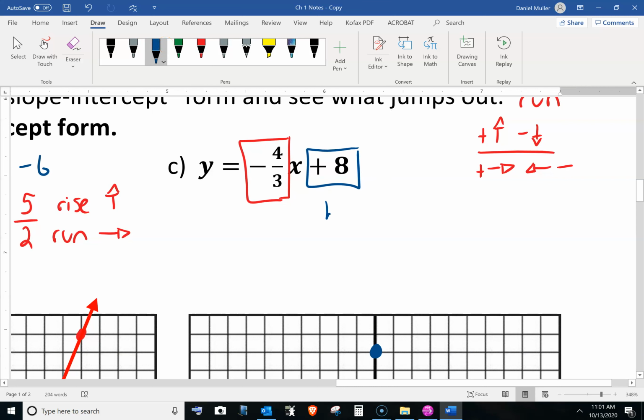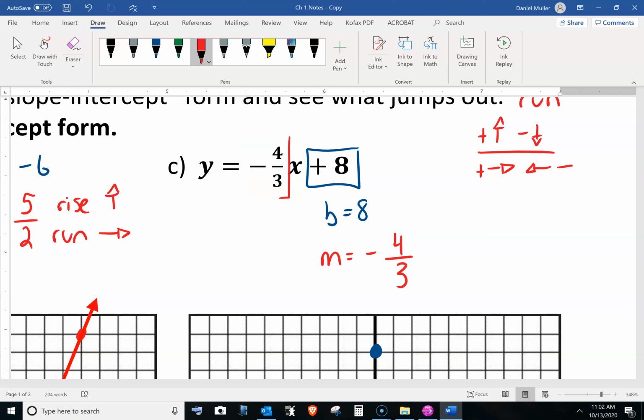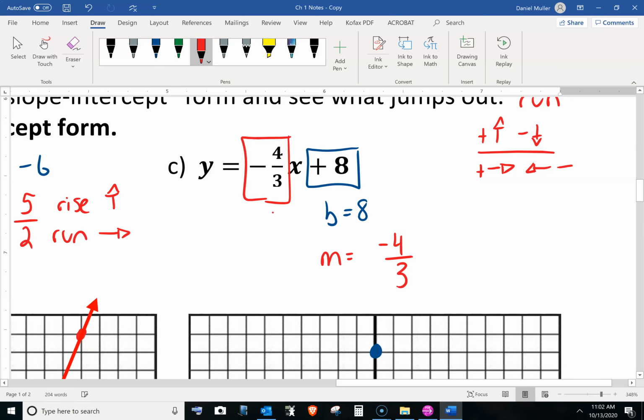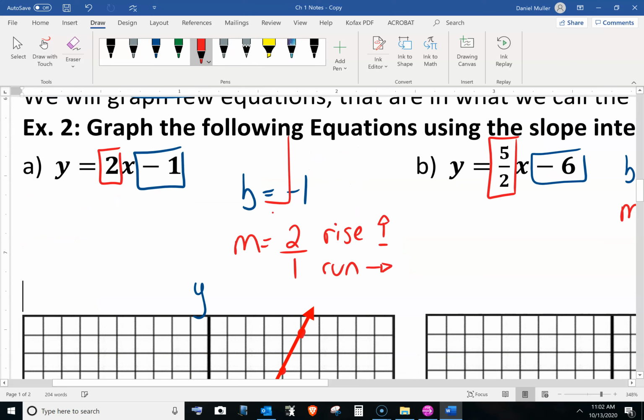So I should write this down here. B was 8. And our slope, m, is -4/3. Now this is strange because where does the negative sign go? You can see from here the negative sign isn't on the top or the bottom. So you just need to know that the convention is that we'll put the negative sign at the top. So I'll put it right here. Doesn't really matter. I could put it on the bottom, but I'm not going to because most of us will just put it up top.